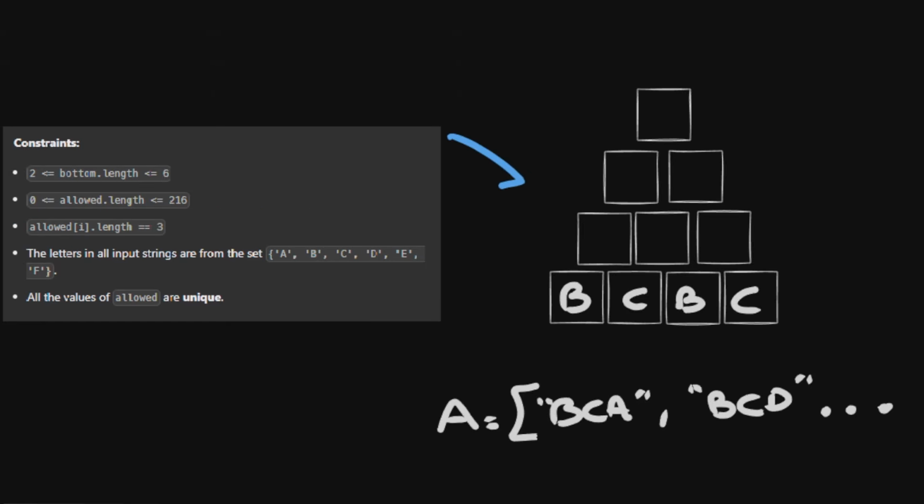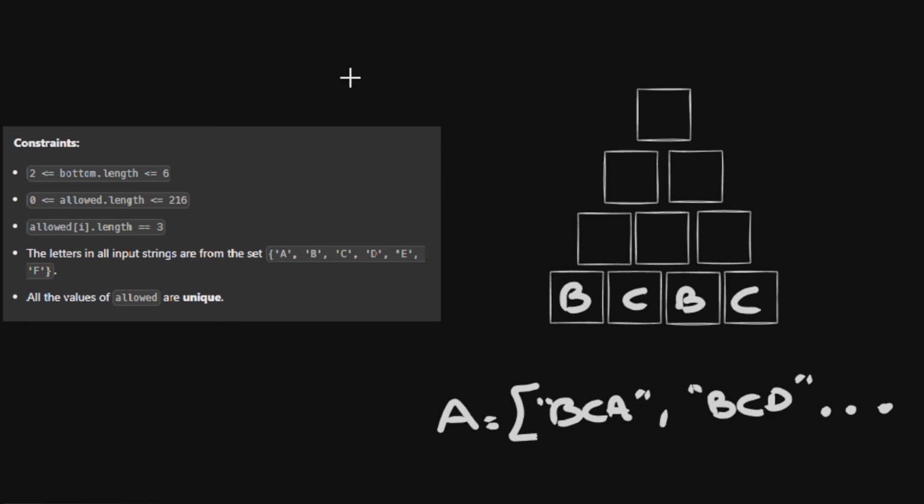As you can guess, we can have multiple scenarios. Let's say that this is bottom, we have BC, BC in bottom, and these are some of the elements in allowed. We have BCA and BCD. This means that here we could put either A or D. And similarly, here we could use either A or D. So we are trying to reach the top of this pyramid. The question is, how can we solve this?